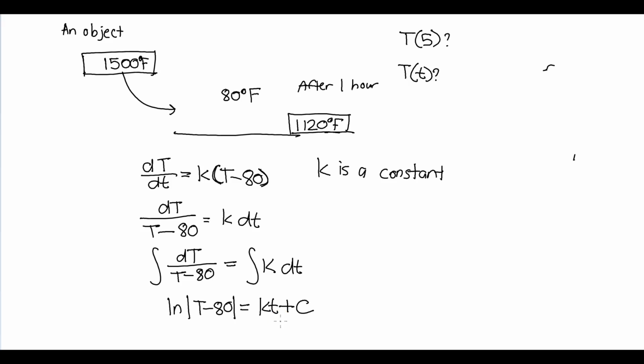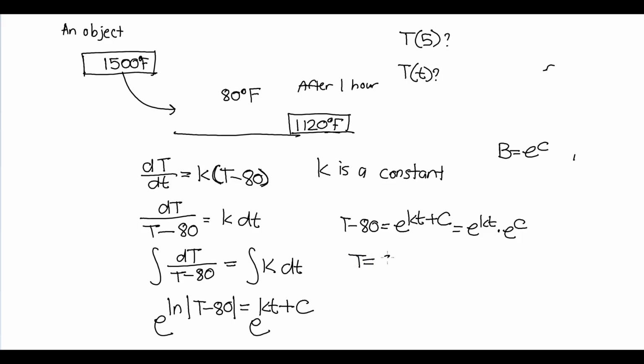So now you have two constants. What we're going to do is solve for big T and then look at the constants at that point. So we take e to these quantities. You have T minus 80 equals e to the kt plus C. Now this equals e to the kt times e to the C. And we're going to define another constant, B, that equals e to the C. And now, if you add 80 to both sides, you have T equals 80 plus B times e to the kt.